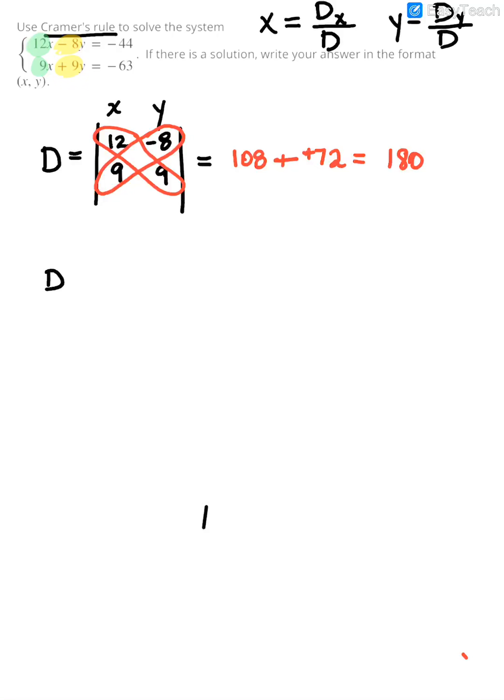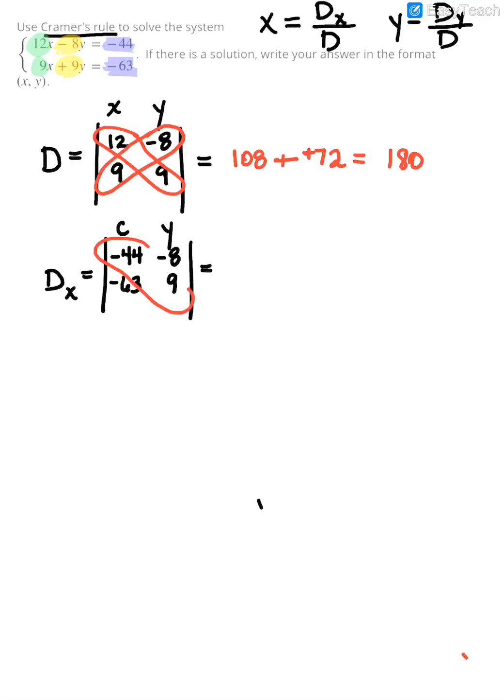Now we'll look at the determinant with respect to x. What happens in this matrix is your constants will replace your x coefficients and your y coefficients will remain the same. So when I look at my given system of equations, I will notice that I have constants of negative 44 and negative 63. So those values come in the first column to replace the x coefficients that I had in the original matrix. My y coefficients are still negative 8 and positive 9. So those will stay the same.